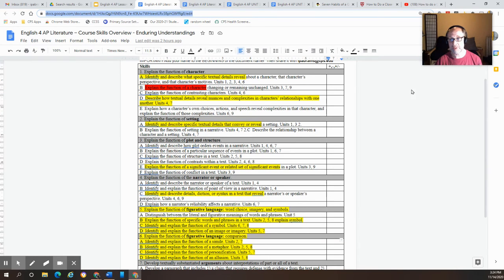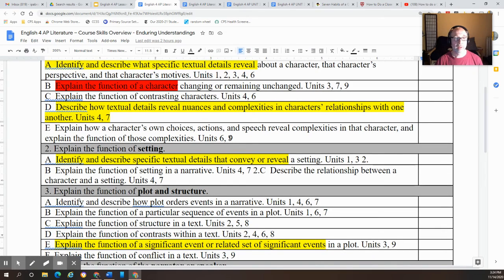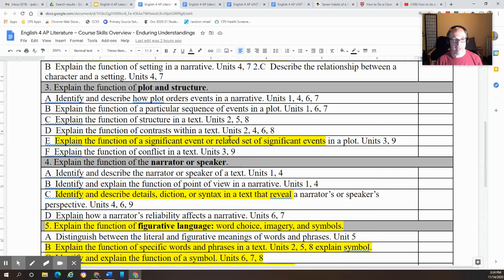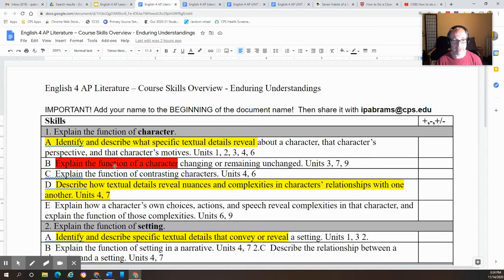And I don't know if you can see this as well as I can. Let me try to make it a little bit bigger. But there are a whole list of standards that either start with identify and describe or explain the function of. So why have I made some of them yellow? And why have I made this one red? So the yellow ones not only start out with that specific instruction, but they direct you to talk about specific textual details. So they may have those words or not.